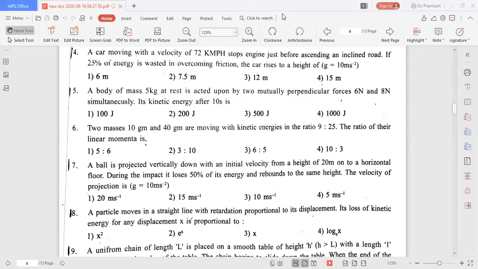So, eighth problem, all of you see the eighth problem. Important one. A particle moves in a straight line with retardation proportional to its displacement. Its loss of kinetic energy for any displacement x is proportional to dash.